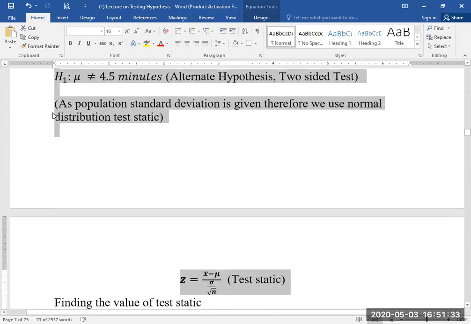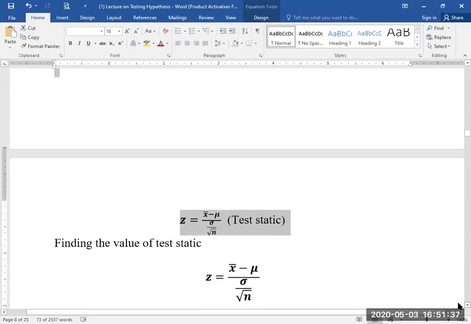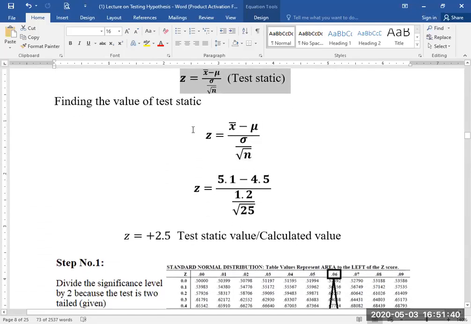Now students, the test statistic. The test statistic we use in this problem is x bar minus mu upon sigma, because the standard deviation is given. Now students, substituting the values, the null hypothesis is mu naught. We will substitute the value of the null hypothesis here, and the sample mean is 5.1. Therefore, we substituted 5.1. The standard deviation is 1.2, and we calculated with the calculator and obtained positive 2.5.